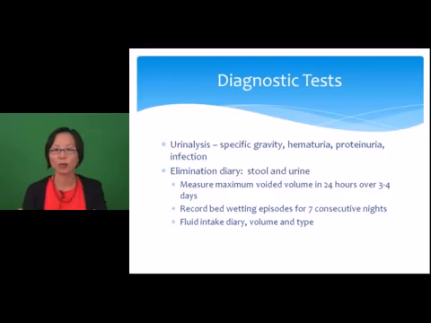You want to record bedwetting episodes for 7 consecutive nights, and if you're able to get a sense of the volume voided, that can be helpful to let you know if the child may have nocturnal polyuria. You also want to record their stool output, since for children with non-monosymptomatic enuresis, they often will have constipation that's causing this. And then you would like them to record their fluid intake, both the volume of fluid, when they're drinking it, and what types of fluid they're drinking.